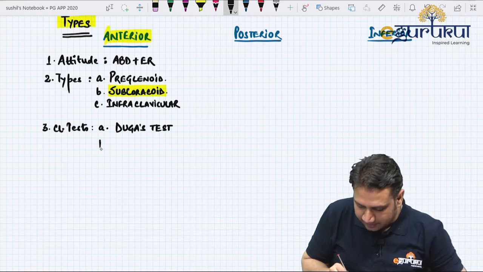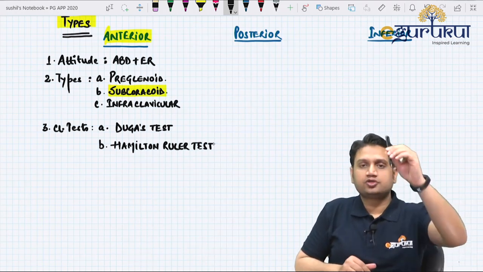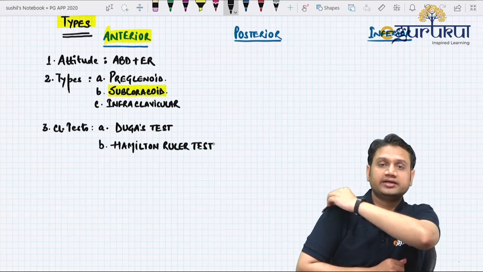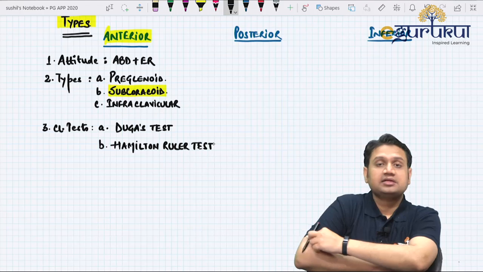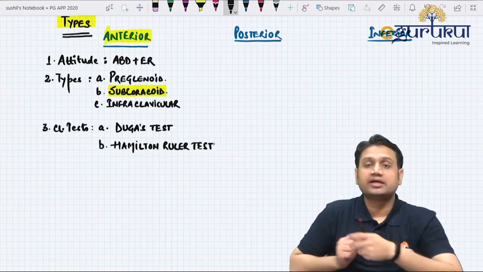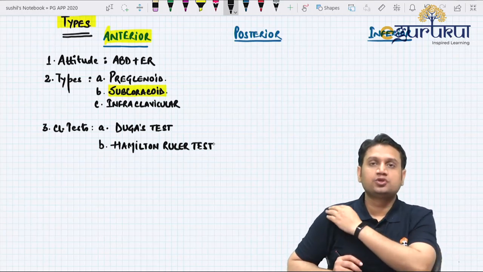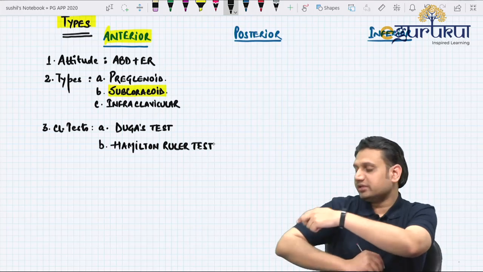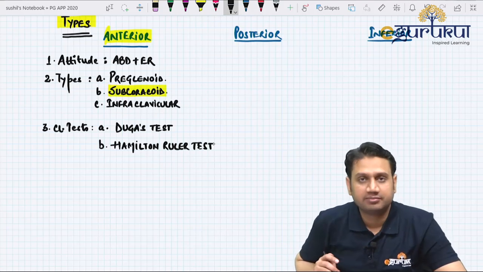Second one is Hamilton ruler test. Hamilton ruler test means, if you presume this to be a scale, if I put it on my right shoulder, it goes like this in a particular direction. If I put it at the elbow, it goes like this. But both these points, the elbow and the shoulder, cannot be touched at a time. In anterior dislocation, the patient will have a prominence of the acromion, and when a scale is placed over here, the acromion and the lateral condyle can both be touched at the same time, right?